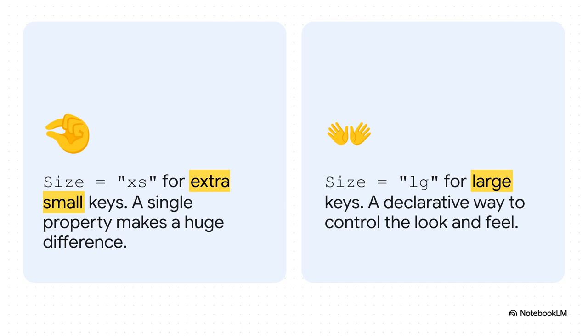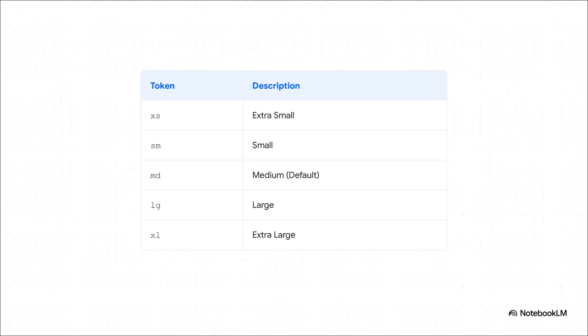This is so important, right? You might want a really small, compact key for a desktop UI, but then you'd want a large, touch-friendly one for a mobile app. It's a really simple way to control the whole feel of the key. And you've got this whole range of sizes to play with. Now, the key thing here is you're not messing with pixel values. Instead, you use these simple, easy-to-remember names called tokens. You just pick the one you need. This whole approach makes your styling so much cleaner and way easier to manage down the road.